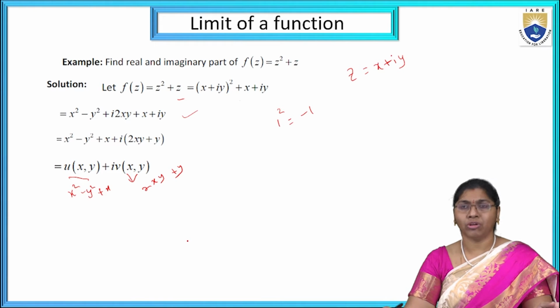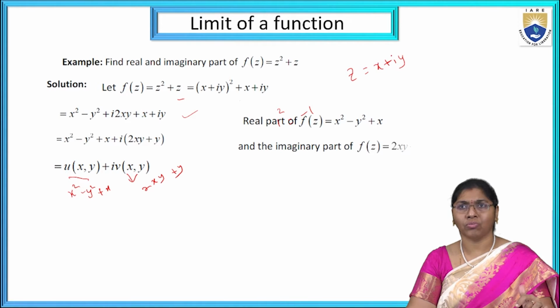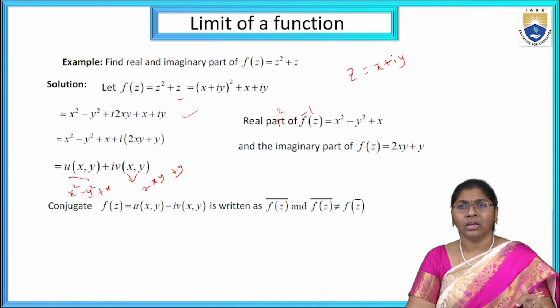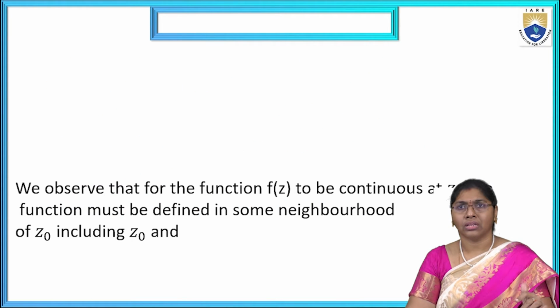This is the limit of a function. In an earlier class we discussed the limit of a function. Now this is the example. The real part is x square minus y square plus x and the imaginary part is 2xy plus y. Now here, f bar of z is not equal to f of z bar.